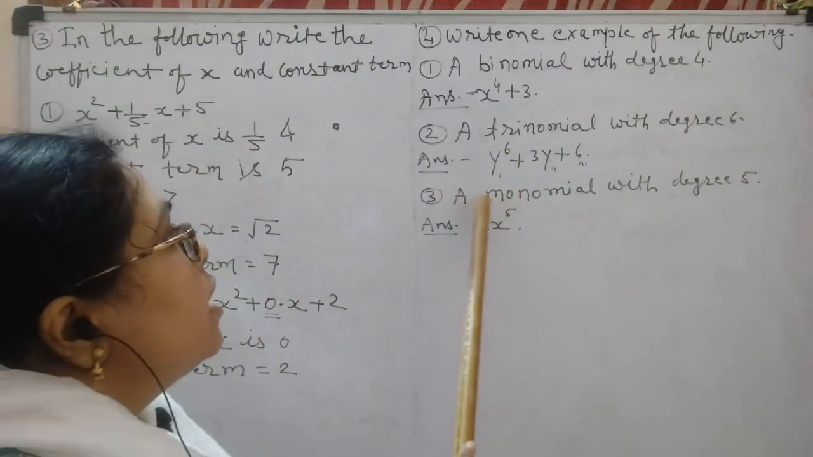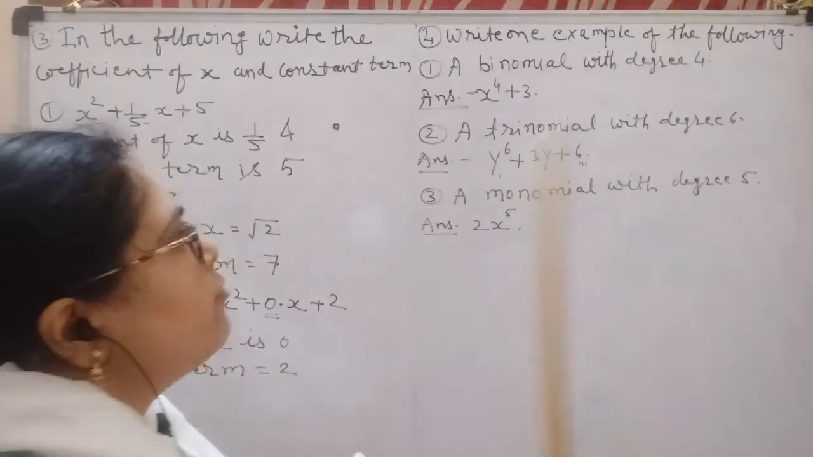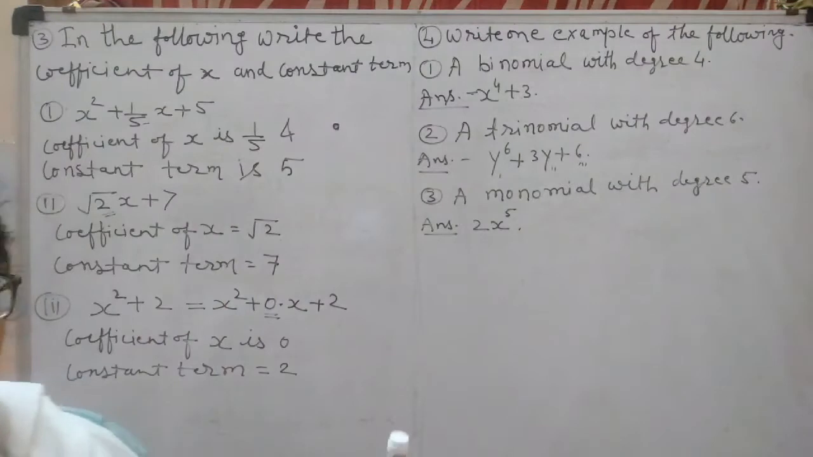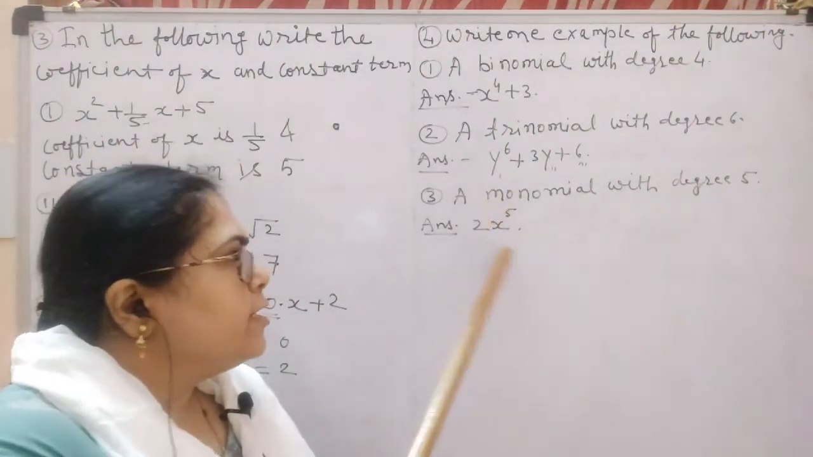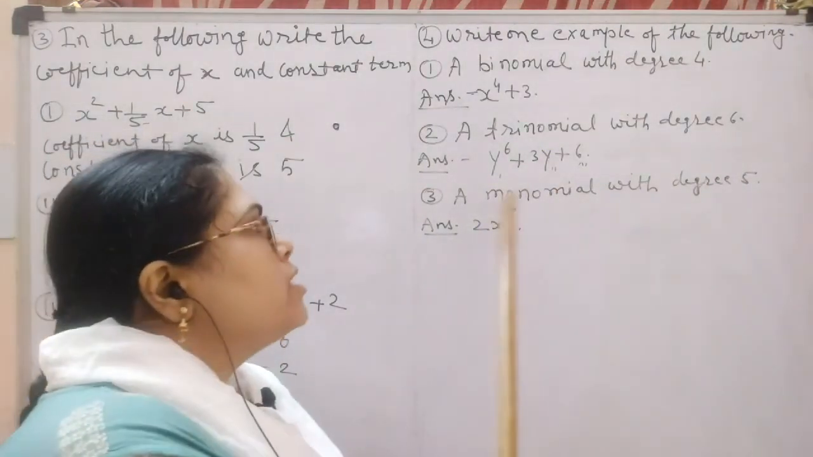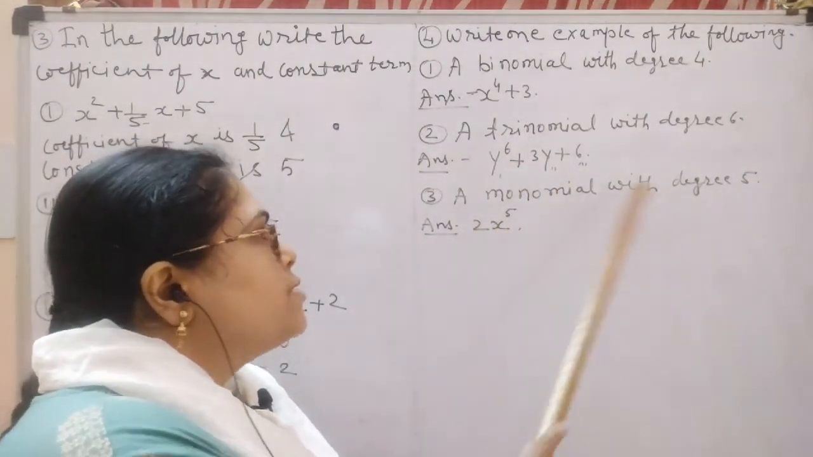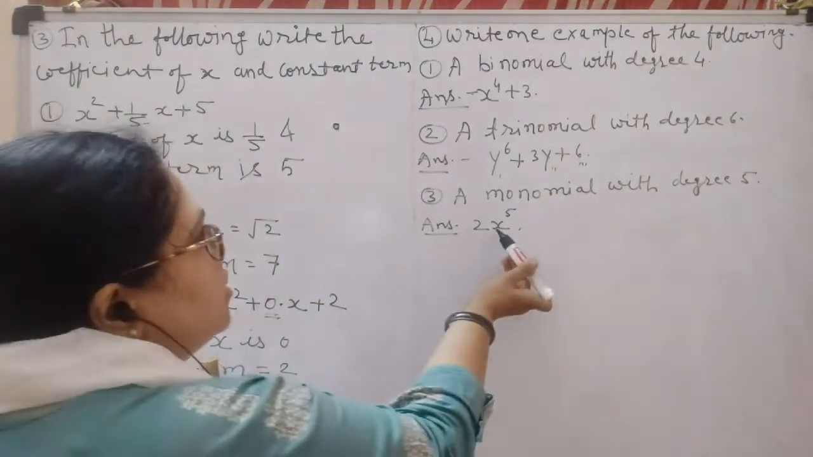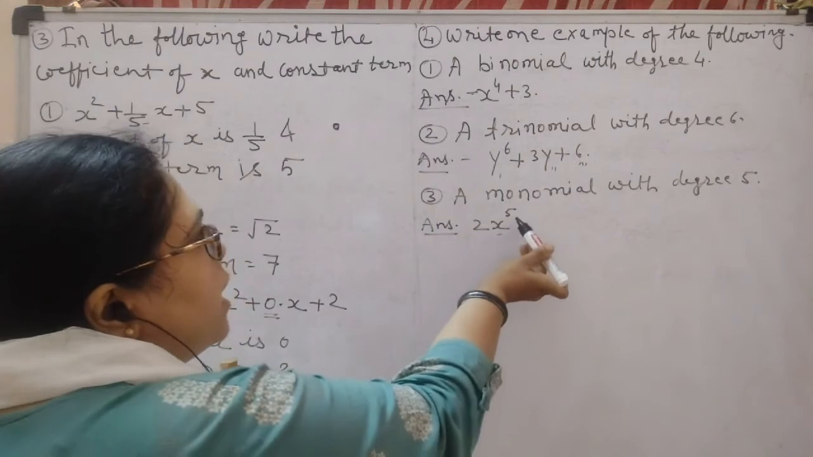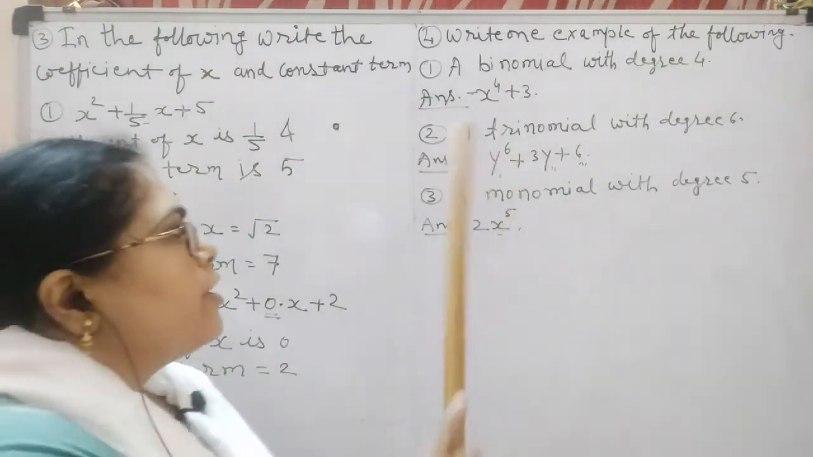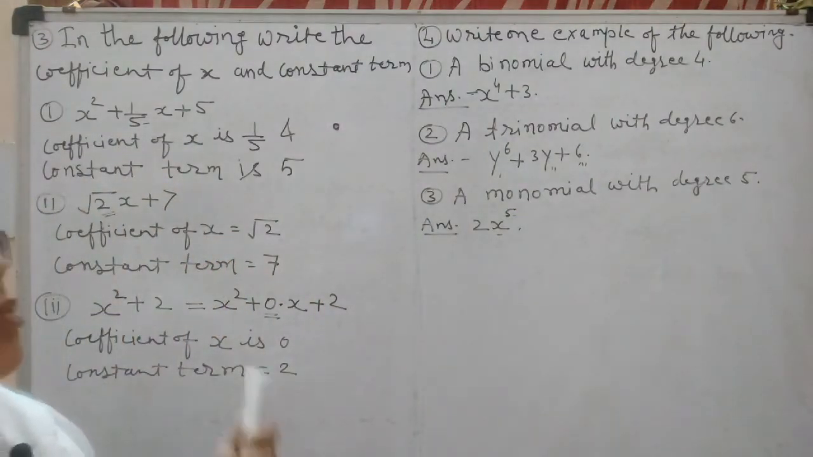Now the third one is a monomial with degree 5. Monomial means an expression having only one term is called a monomial. Okay, and degree 5 means the highest power of the variable is 5. So see, in this example there is only one term and the highest power of the variable is 5. So 2x power 5 is an example of a monomial with degree 5.